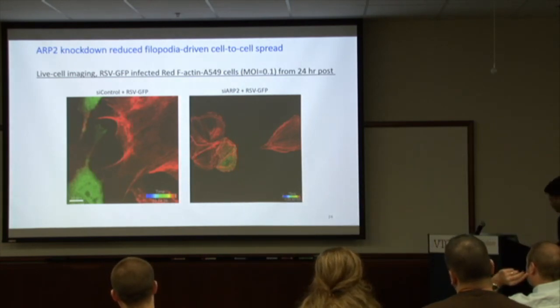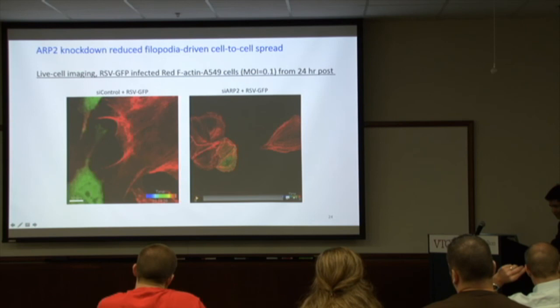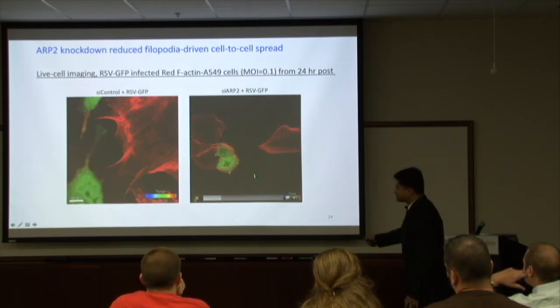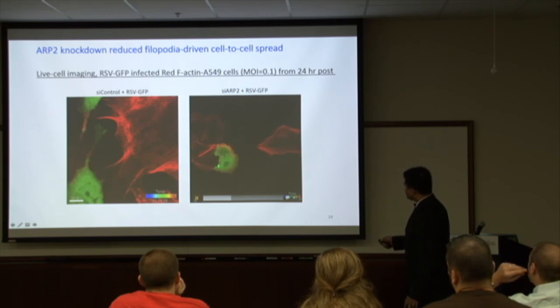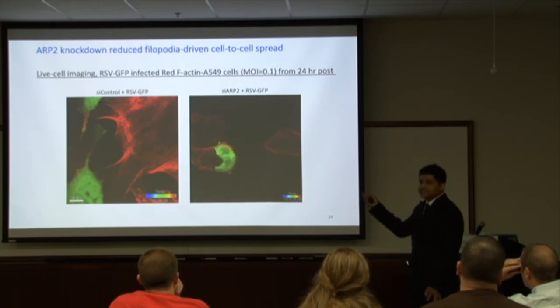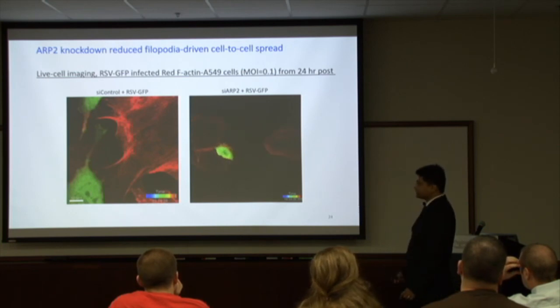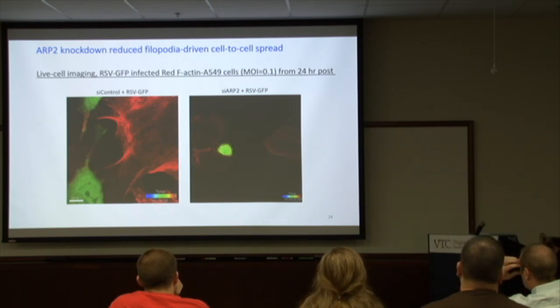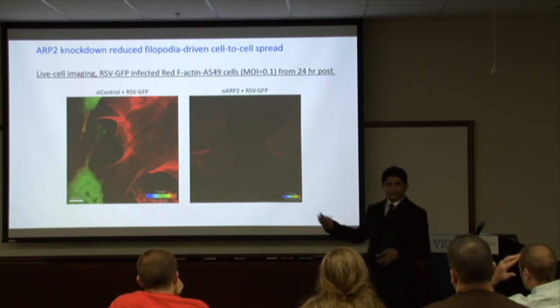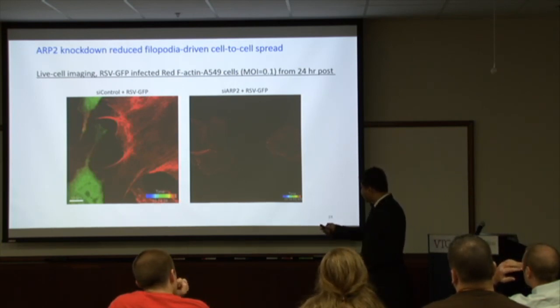And for ARP2 knockdown, you can see that Filopodia are not as numerous as in the control. And the infected cell spreading to other cells is also not as efficient as in the siRNA control. So it also gives the idea that ARP2 is involved in this process. One of the caveats in this experiment is we used a semi-confluent monolayer.